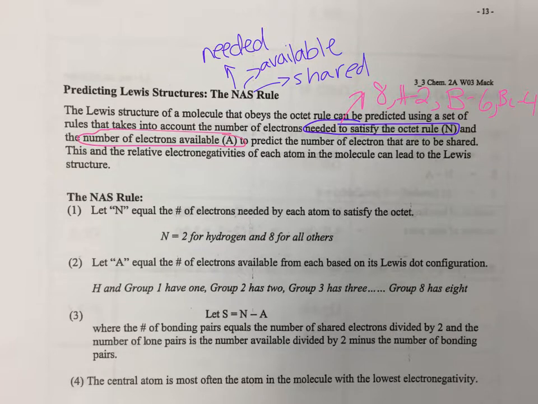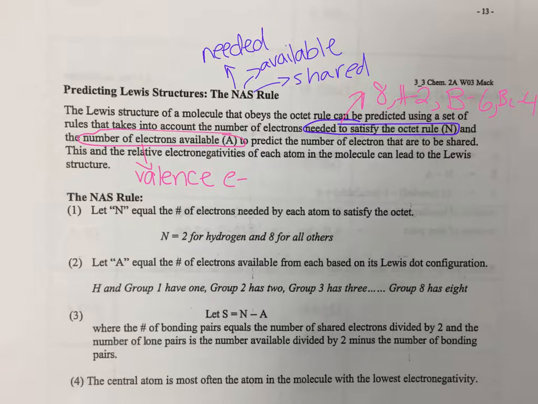The number of electrons available. Where do you think we find that information? What is that also known as? Valence electrons. Good. Okay, so this is going to be your valence electrons. So it's going to be important to look at what group they're in on the periodic table. Okay? So group 16 is going to have 6.